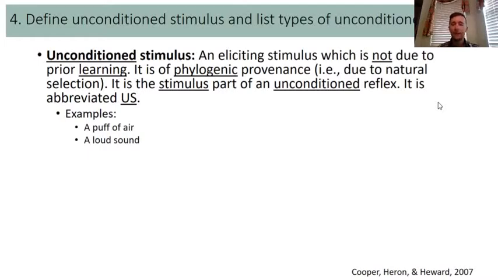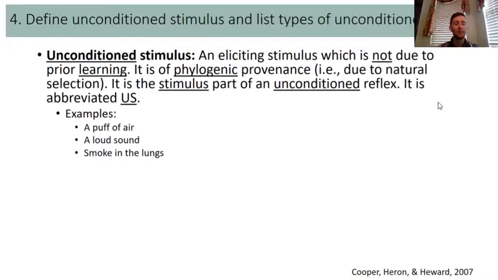The stimulus is an antecedent, and the stimulus elicits. So that's the function. What's the function of an unconditioned stimulus? It elicits reflex responses. So a puff of air to the eye has an antecedent respondent function. A loud sound has an antecedent respondent function. They both elicit reflex responses.